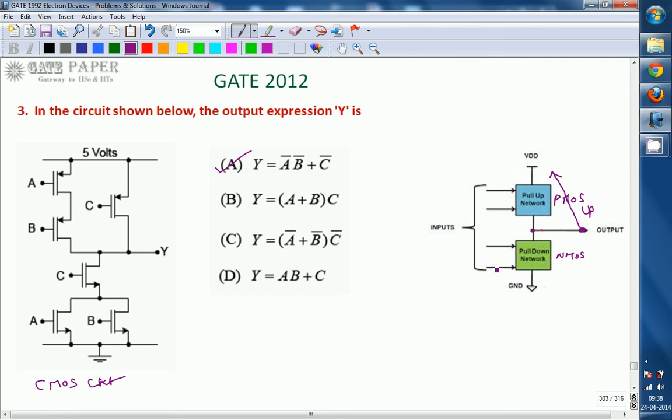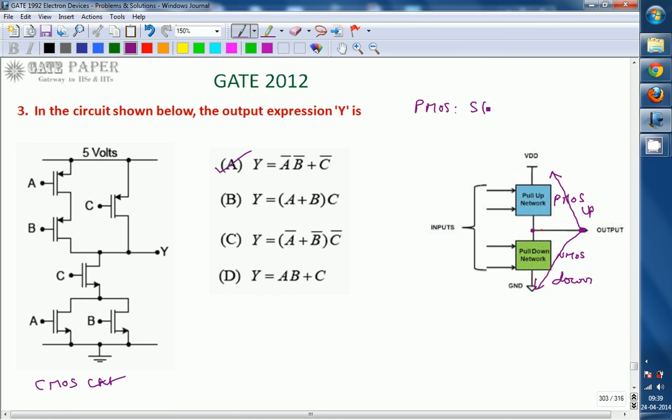Otherwise, for the given input combination, if the output is ground, the output node is pulled down towards ground. The network used to pull the output node down towards ground is called the pull down network, and the network that pulls the output node up towards VDD is called the pull up network. And the pull up network always consists of PMOS transistors, because of PMOS characteristics.